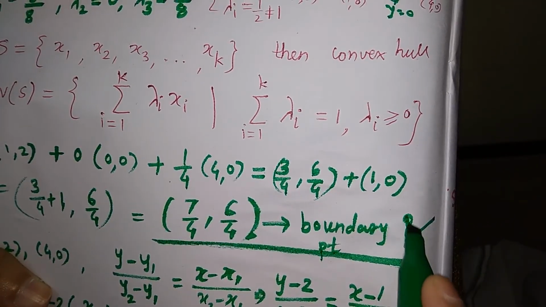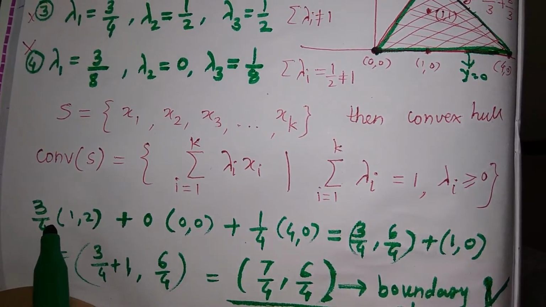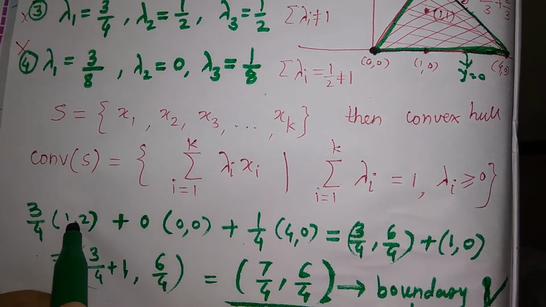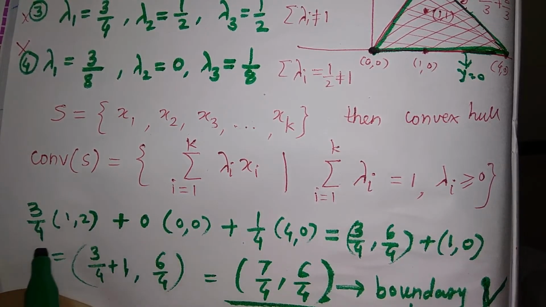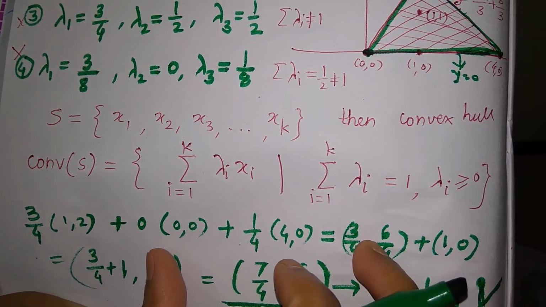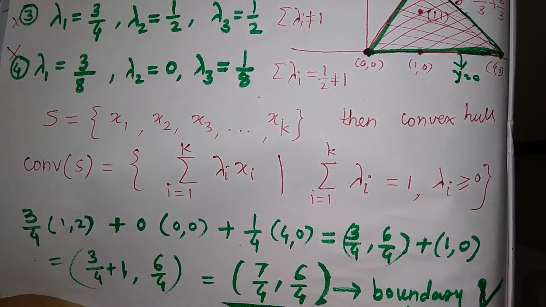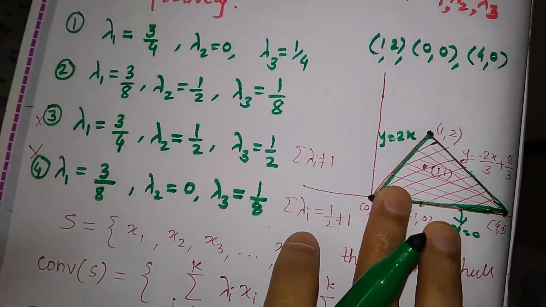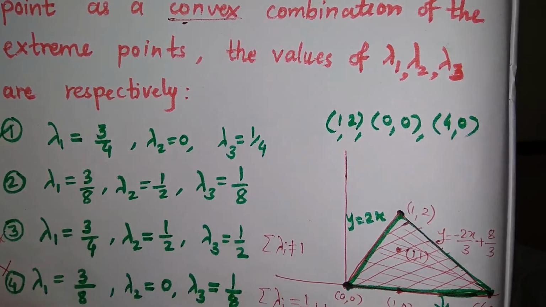So this is true. Similarly, you take the various values of these extreme points, and take the values of lambda and take the linear combination, you will get the point which is a boundary point. So this first option is true. But let us see why this second option is not true.